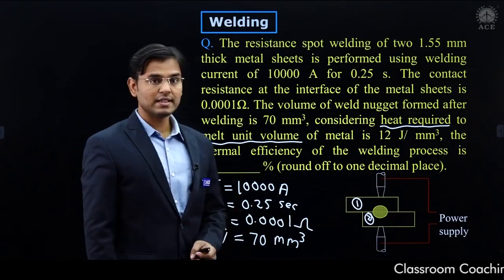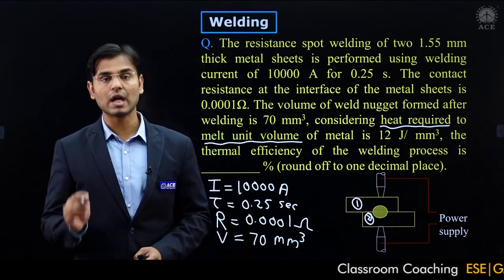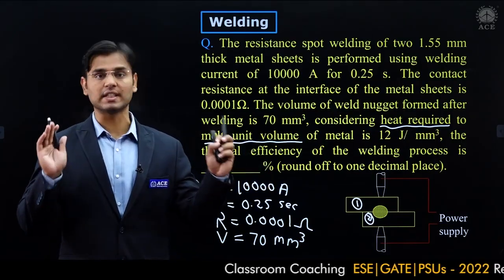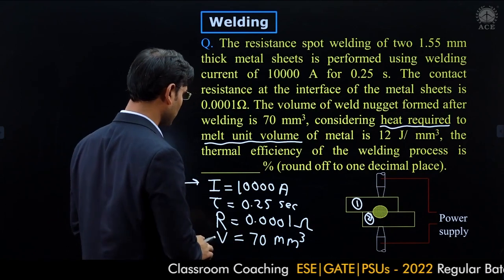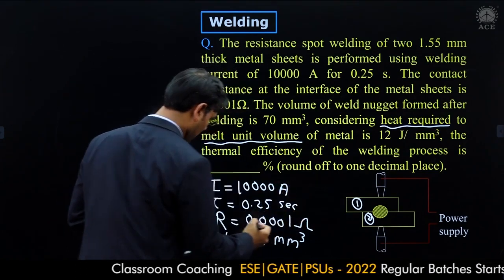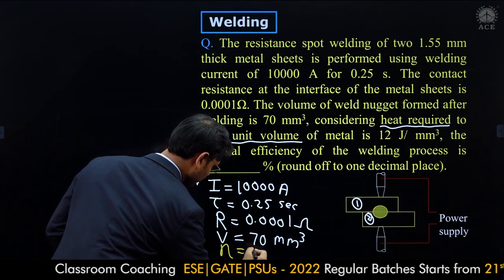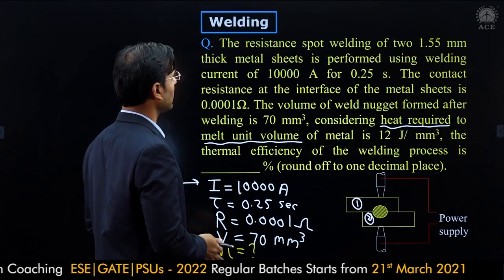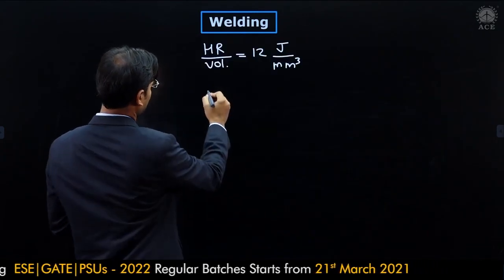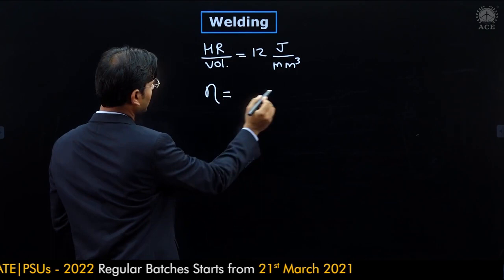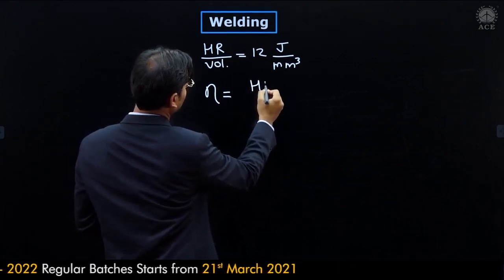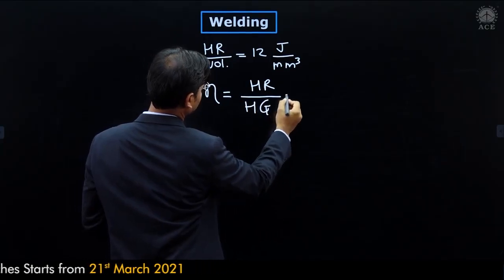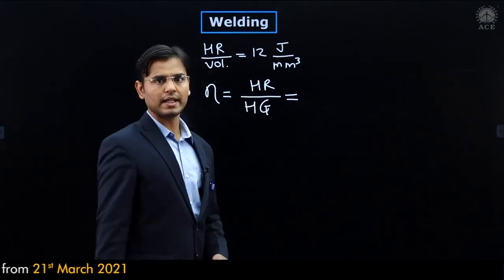We have to calculate the thermal efficiency of this resistance spot welding process. In this question, we have to calculate efficiency, so I want to write the formula of efficiency here. Efficiency is equal to heat required divided by heat generated.